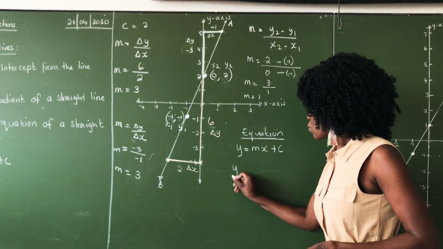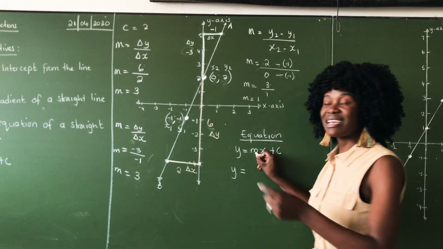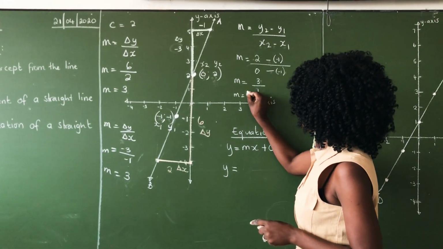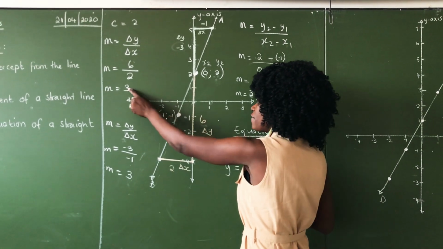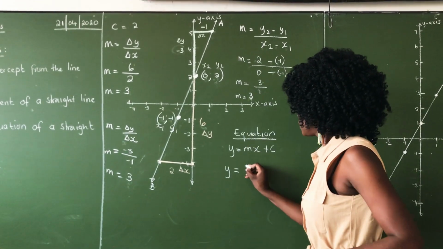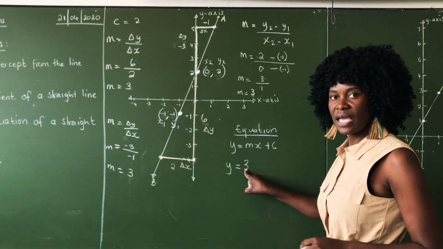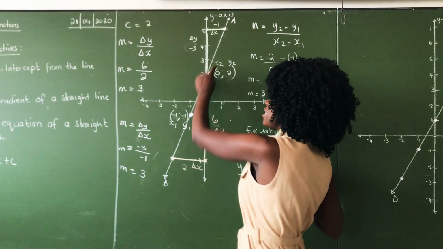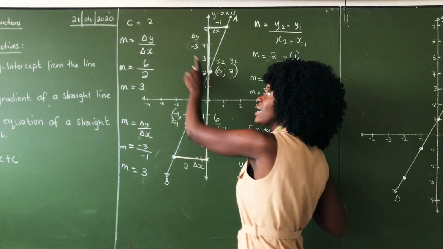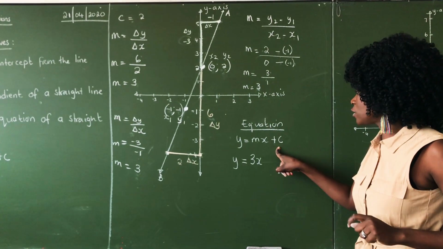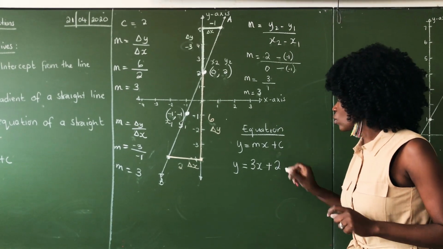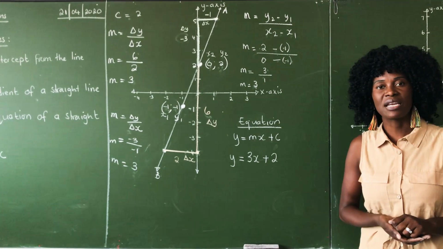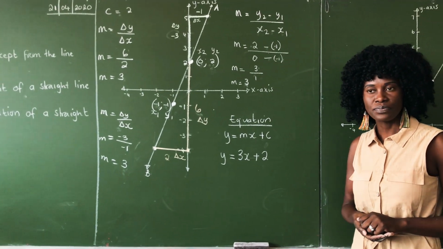So you rewrite the y, the value of m is now the gradient that you calculated, and we found that the value of m is +3. So we replace the m with 3, and then you rewrite the x. The value of c is where the straight line meets the y-axis, and the value of c here, in our case, is positive 2. So we write positive 2. So the equation of our line graph is y equals 3x plus 2.